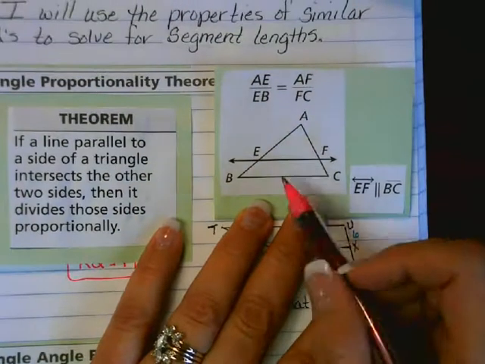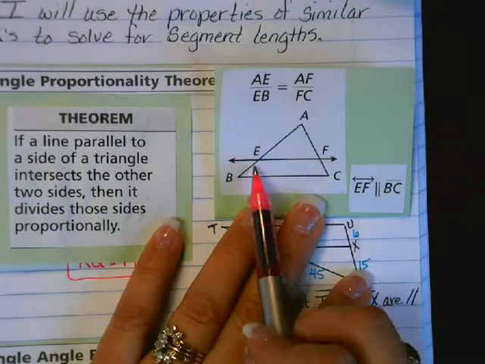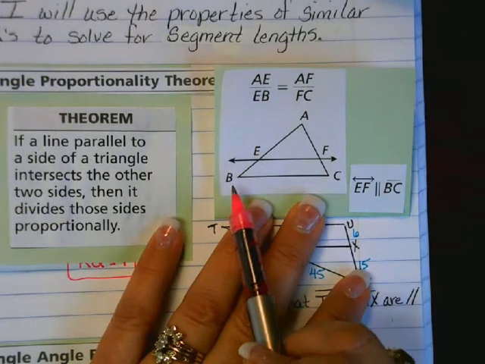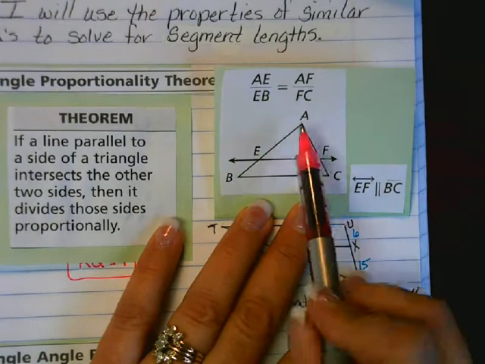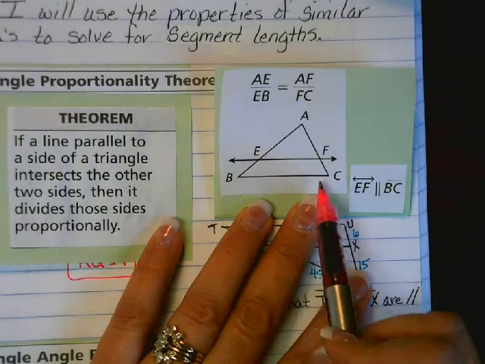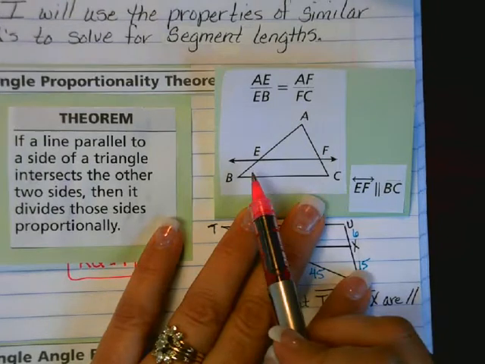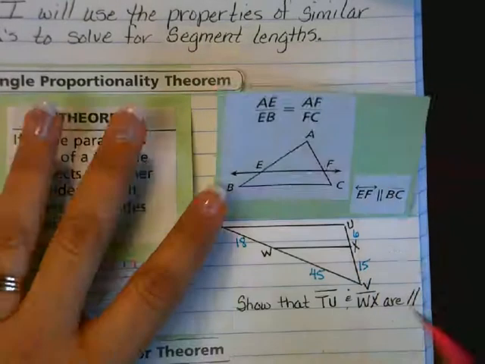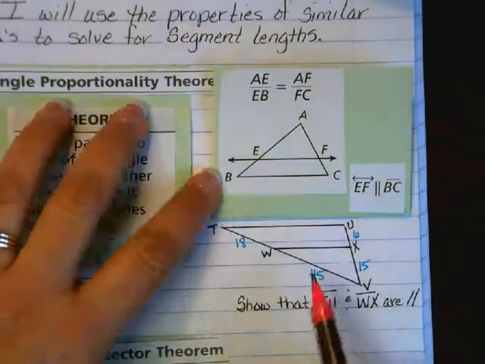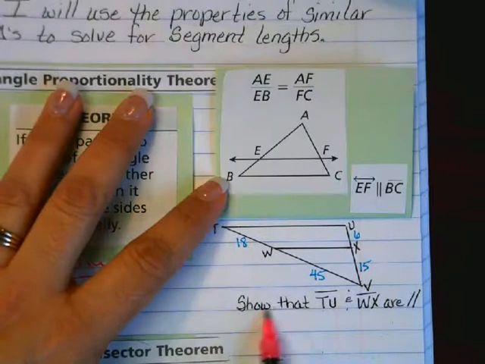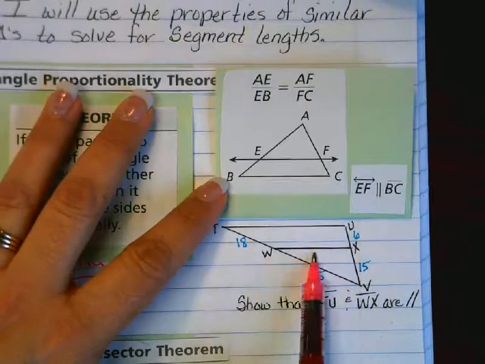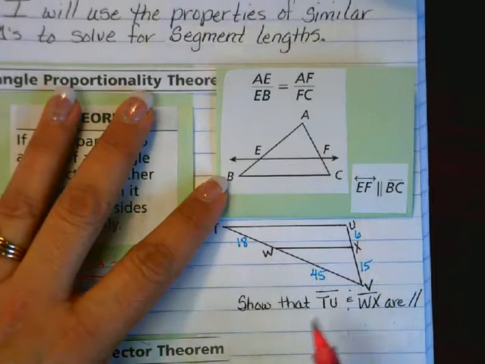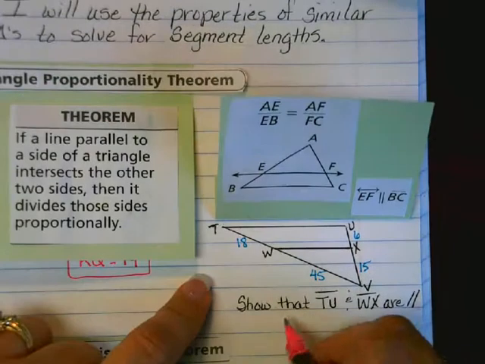According to the diagram, this is what it's representing. It says that if AE to EB is the same proportion as AF to FC, then this line EF has to be parallel to BC. So let's practice it. Here they're saying show us that these two lines are indeed parallel.